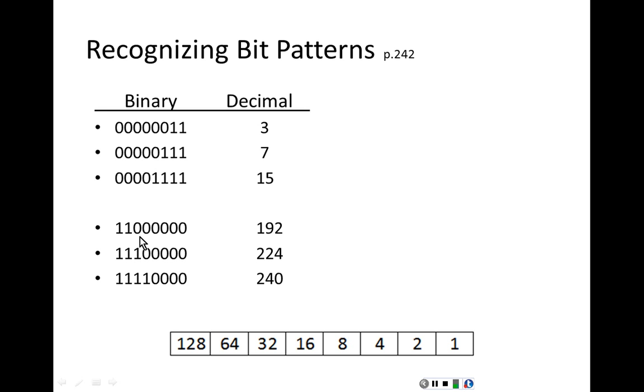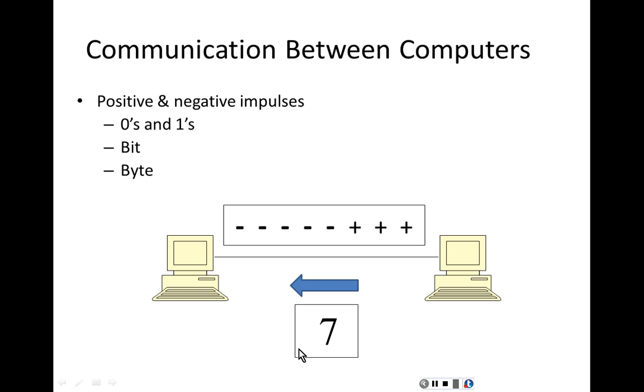Now look at these higher order bits. 2 higher order bits would be 192, because that's 128 plus 64. Then 3 higher order bits would be 224 because it's 128 plus the 64 plus the 32. 4 higher order bits would be 240 because we have 128 plus 64 plus 32 plus 16. So the way one computer can send the number 7 to another computer is that it sends different combinations of positive and negative impulses.